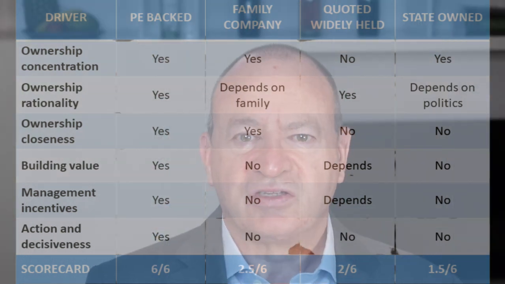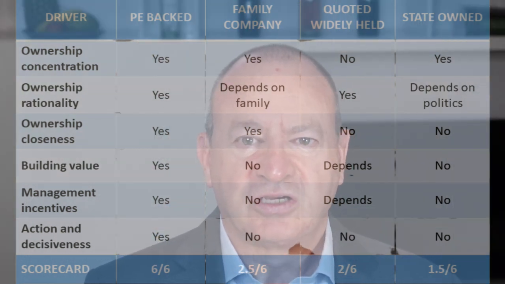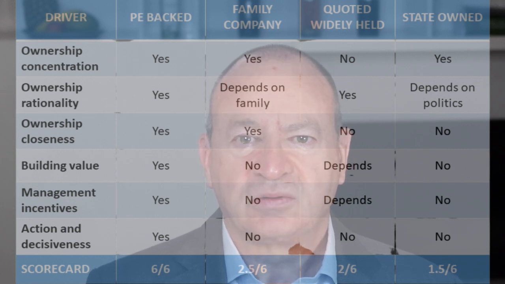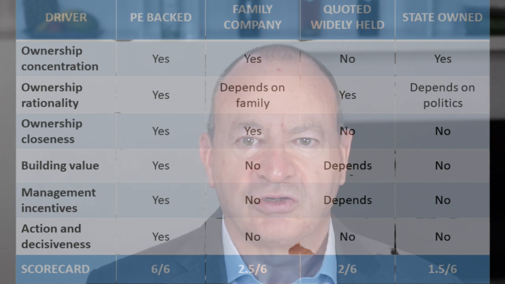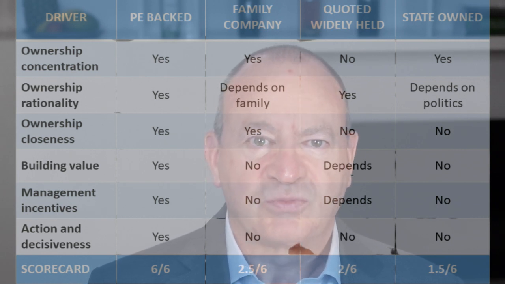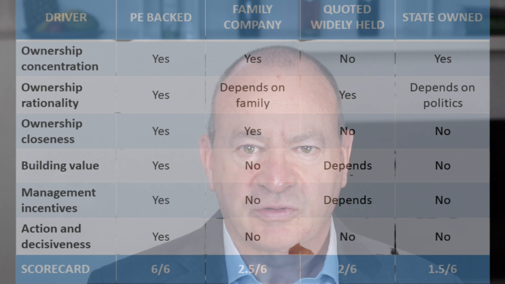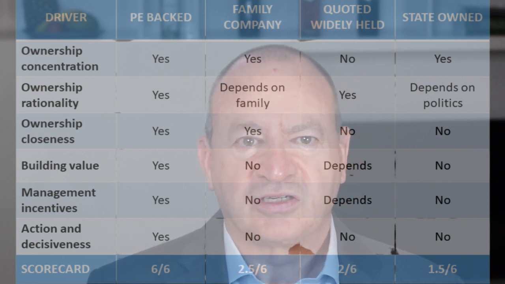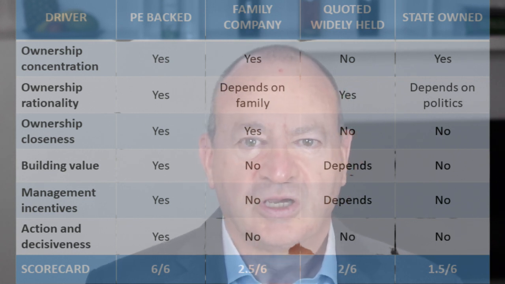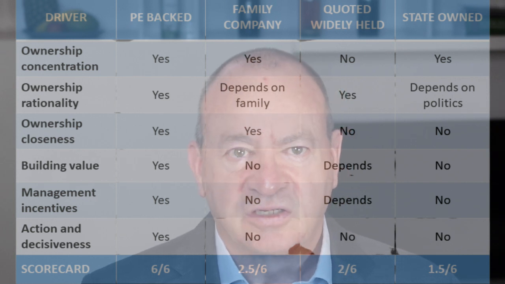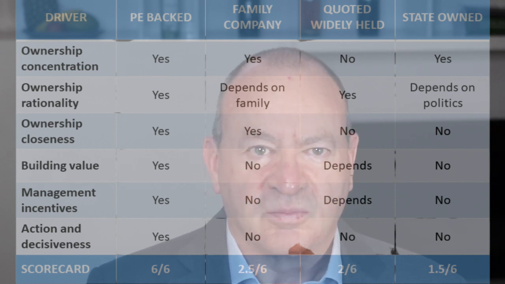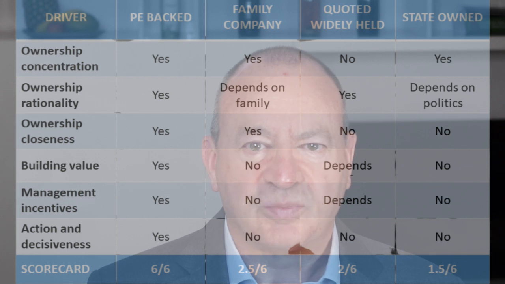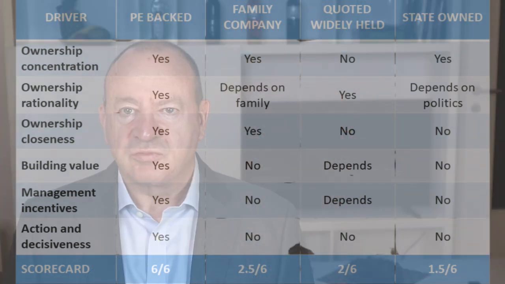So what we have in this table is 6 factors, which are ownership concentration, which means how concentrated is the ownership. If the ownership is more concentrated, it has more influence. So typically private equity funds are going to have stakes in companies which are going to be something between 25 and 100%. Most typically the major minority, like for example 40% or so. Then we have ownership rationality.